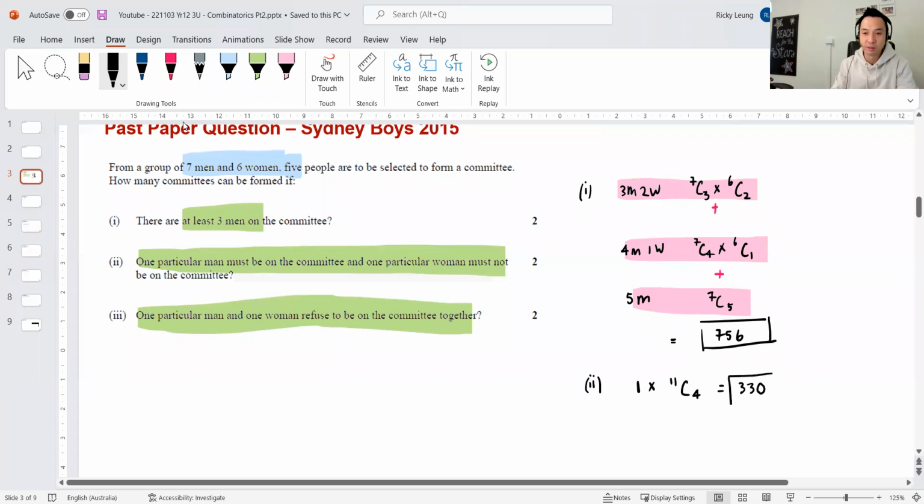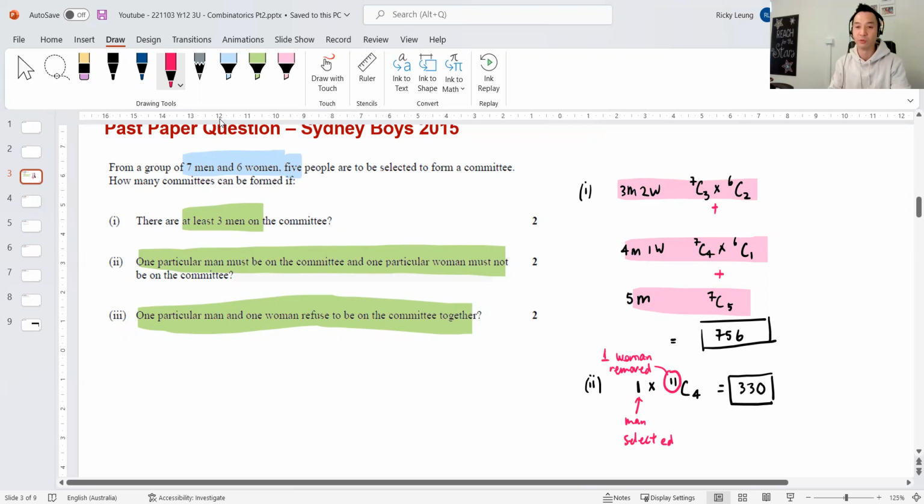You might want to check that, right? And the reason is because this is the man selected, and from the 11, the woman, one woman, removed.